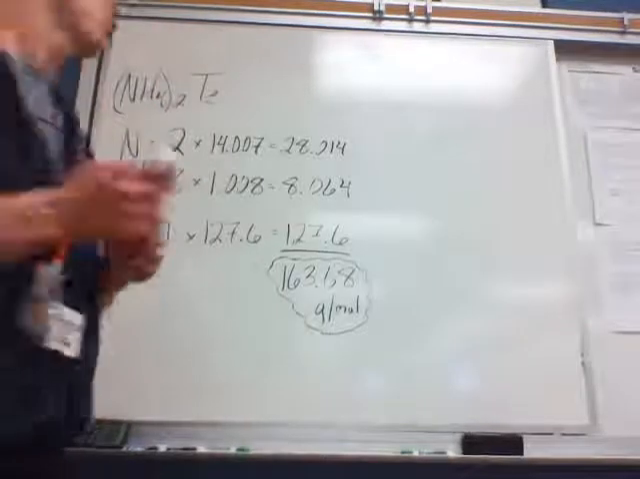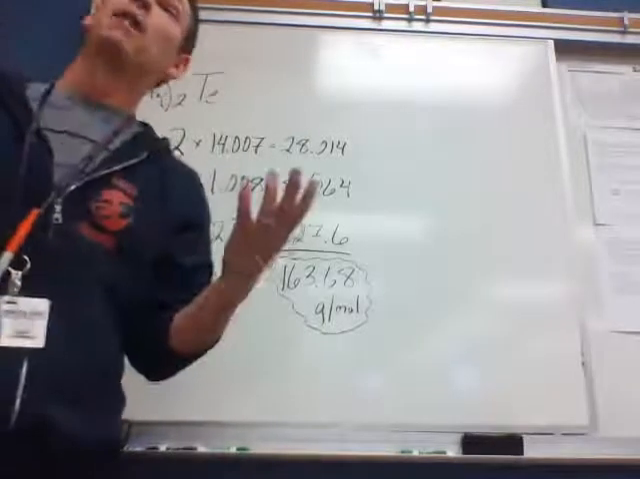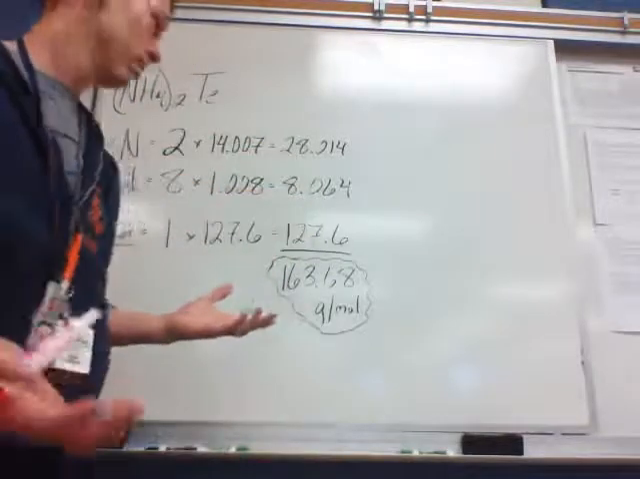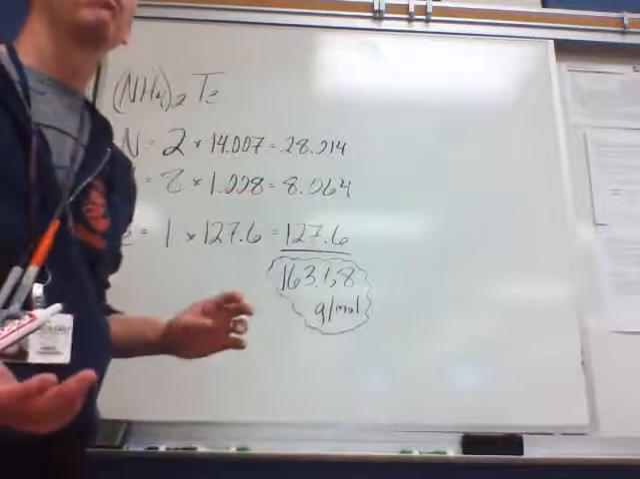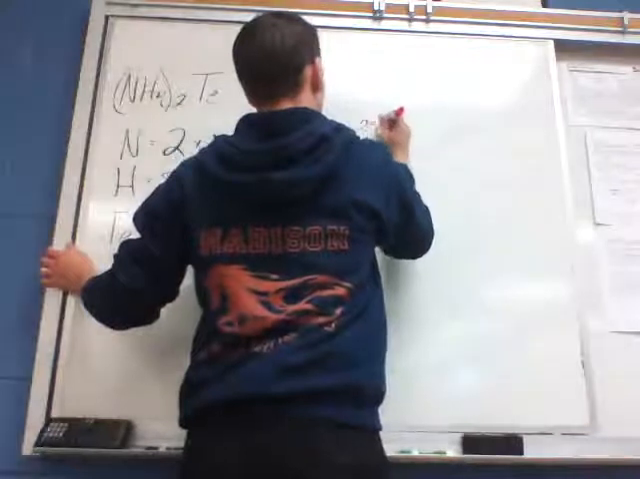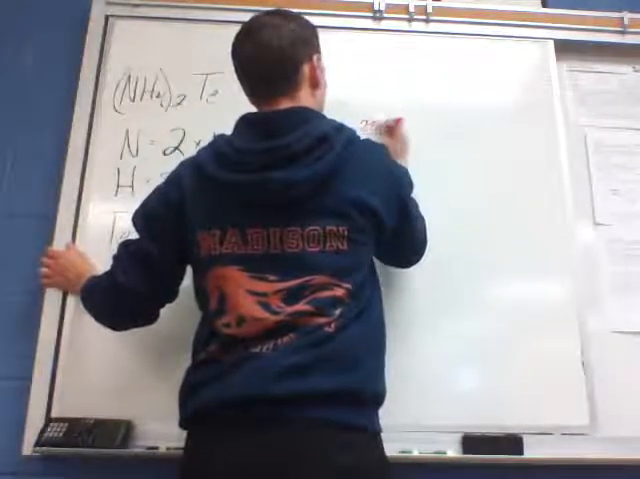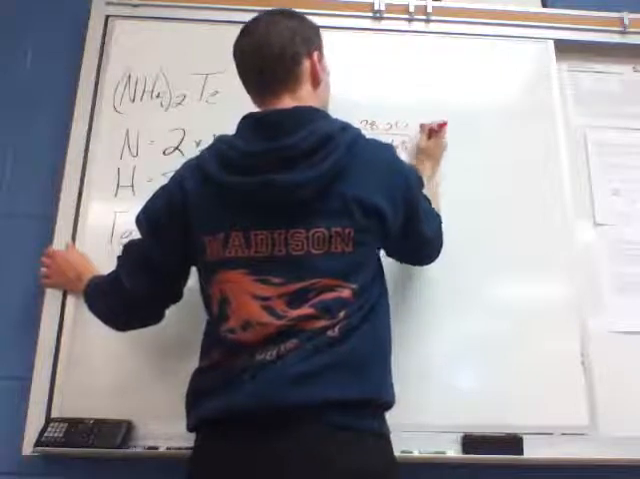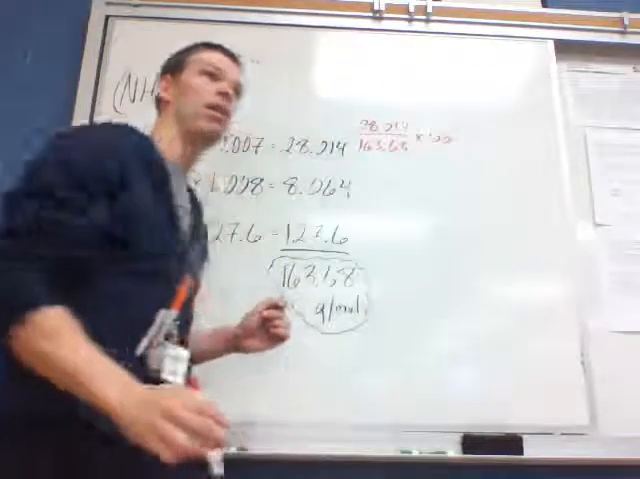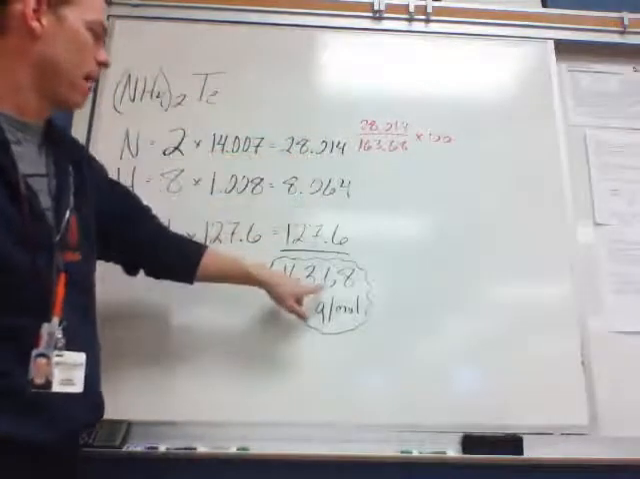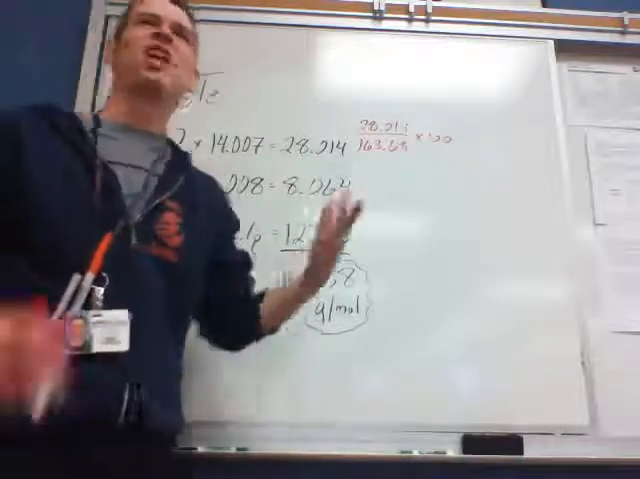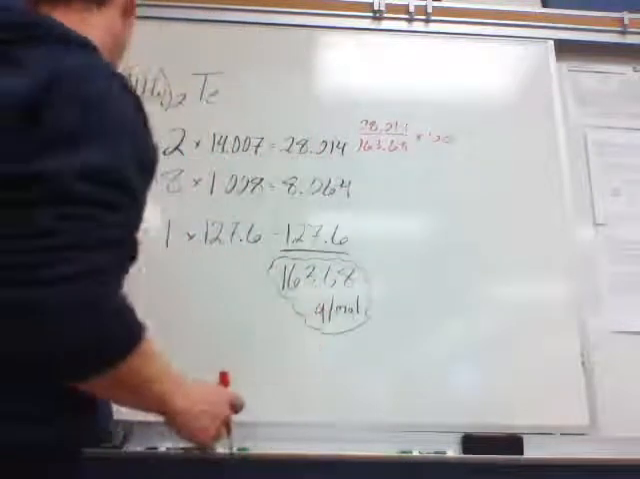Just continue down on your cheat sheet. To find percent composition, divide these numbers, each of them, by that big number, times 100. So nitrogen, 28.014 divided by 163.68 times 100, right? His individual mass divided by the molar mass times 100. I'm going to get the other work written. My brain works better like that.